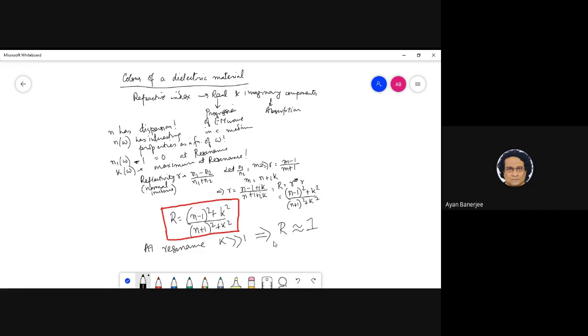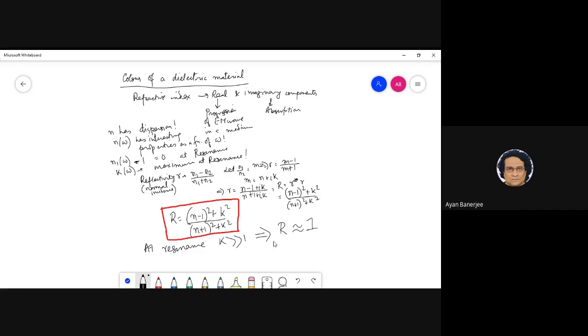This is quite counterintuitive also, right? You feel that the reflectivity is depending on absorption. I mean, if the material has high absorptivity, then it will not reflect anything. It is not the case. It is not the case. The reflectivity actually is very high.